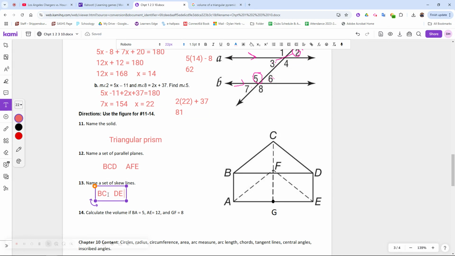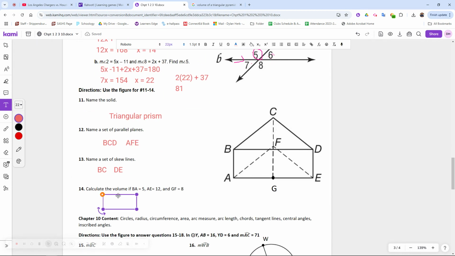FE and AE would also work as being skew with BC. So calculate the volume. The volume of a prism is the area of the base multiplied by the height. So the base is a triangle. The area of a triangle is 1/2 base times height.